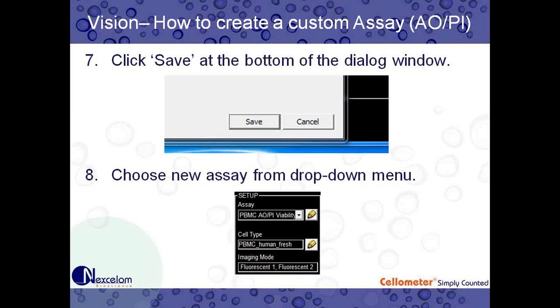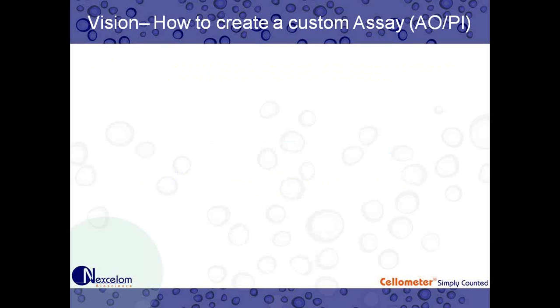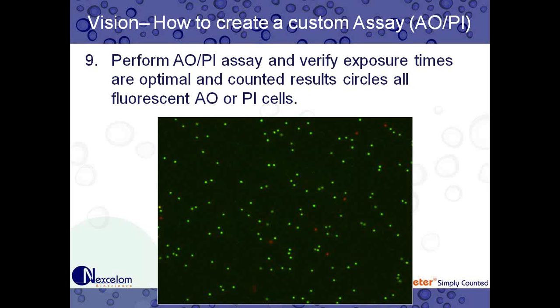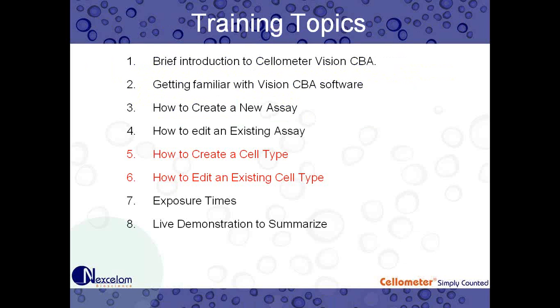So after all that, we're going to save, and we're going to choose that assay, and just do a test run. So this, for example, is an image of an AOPI assay with the combined checked off. We see red cells and green cells. And this is how you'll know if you need to adjust parameters or exposure times. So we're going to now move on to the cell types.